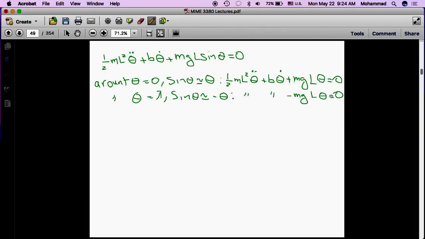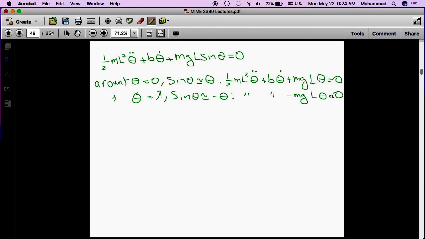Now we have two differential equations. One is valid around theta equals 0. The other one is valid around theta equals pi. If you do the calculation of finding the equilibrium position, you remember from the original equation we got two positions, theta equals 0 and theta equals pi. If you do the same thing with these two equations, each of them will just give you one answer. What is that one answer?